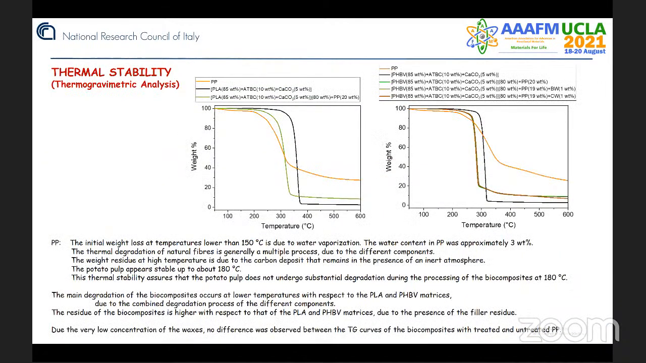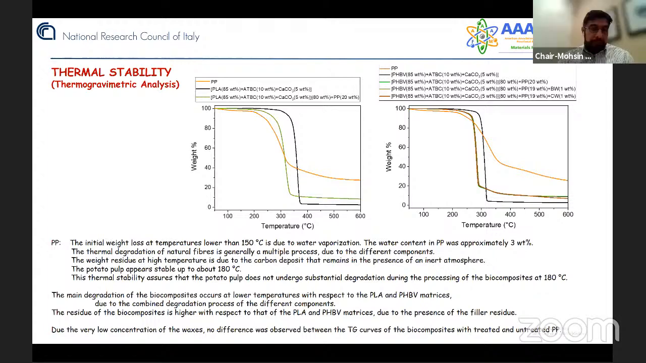First, we investigated the thermostability by thermogravimetric analysis. In orange, the potato pulp curve. There is an initial weight loss due to water vaporization. The potato pulp appears stable up to about 180 degrees. This thermostability assures that the potato pulp does not undergo substantial degradation during the processing of the biocomposite at 180 degrees.